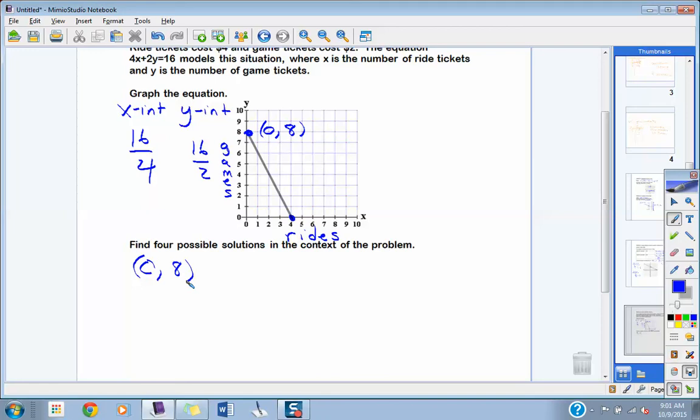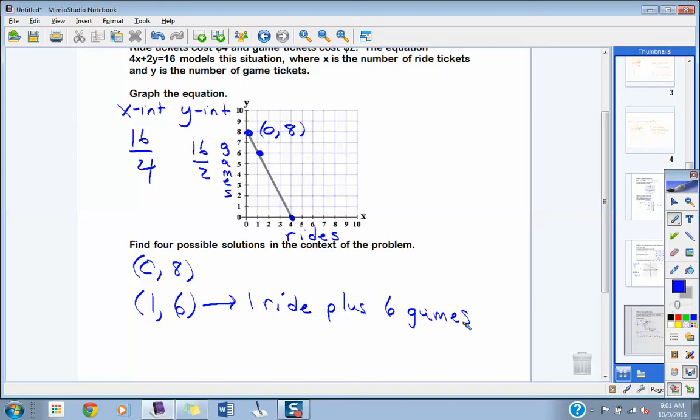Follow this line down right here. Oh my gosh, I see another point that I hit. What's this point? All the way around. 1, what? This would imply on the x, I could do 1 on the x and do one ride and what else? 1 ride plus 6 games. I can do 1 ride plus 6 games.